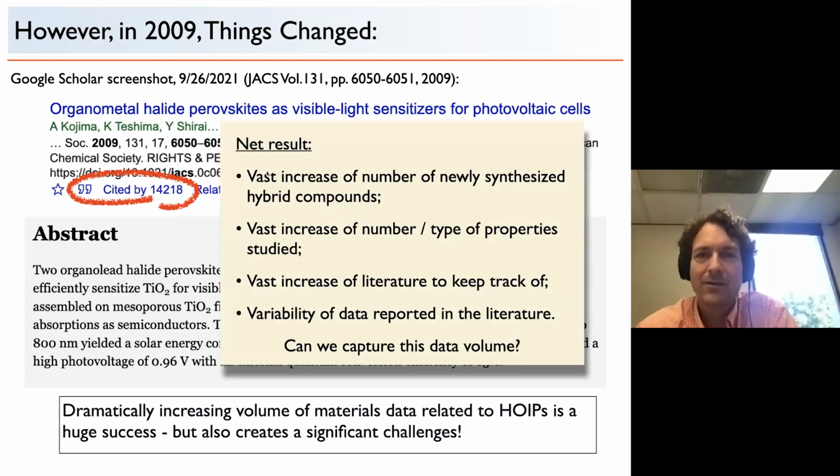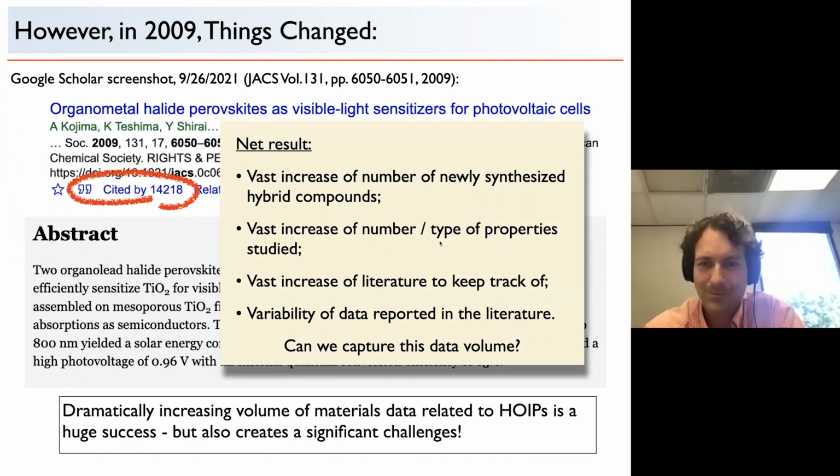So the net result of this boost that the field got is that there's a vast increase of the number of newly synthesized hybrid compounds. There's also a vast increase of the number and type of properties being studied, and more importantly, a vast increase of literature to keep track of. And if anybody works in this field, you know that this is a challenge. But there's also an ongoing issue, of course. If you have a lot of literature, then the question is how variable is the data that's reported, and to an extent, there is actually some variability of data in the literature.